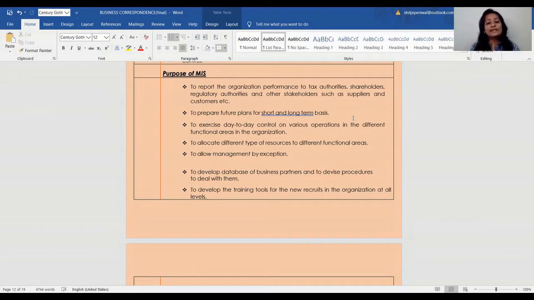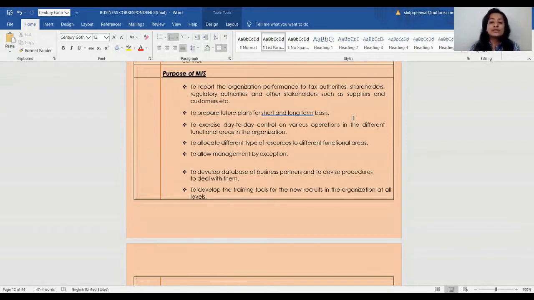Then, to prepare future plans on a short and long-term basis, of course. You need to decide what the plan for the organization is on a 6-month basis, or a yearly basis, or for the next 10 years. For this also, MIS plays a big role.